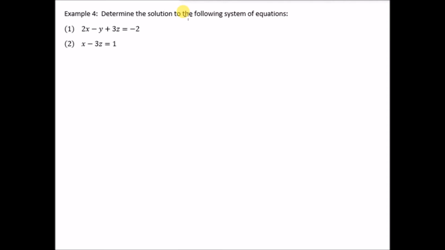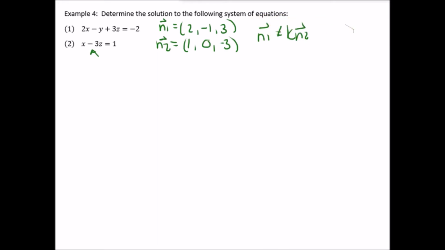Okay, example 4. Determine the solution to the following system of equations. I'm going to write the normals out first: normal 1 is 2, -1, 3, and then normal 2. Just take note of this: there's no y component here, so it's 2, 0, and -3. Normal 1 is not a multiple of normal 2, so we don't even have to check the d's. We just sub it straight into a matrix. So we have 1, 0, -3, 1.